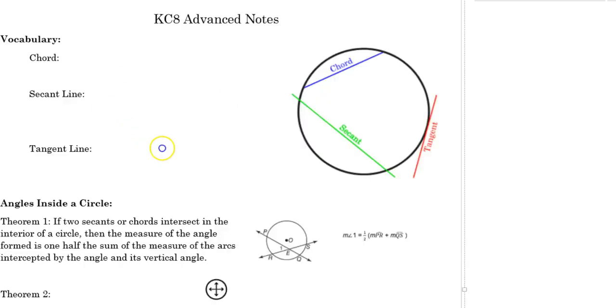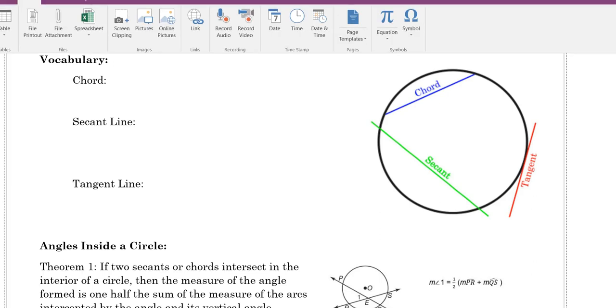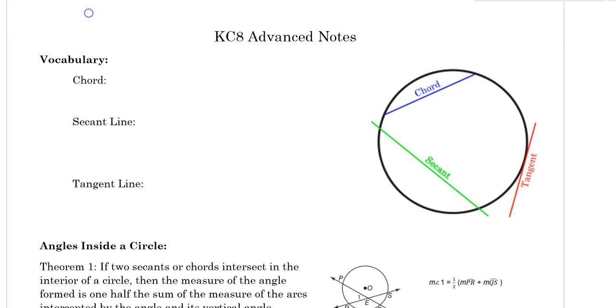All right, we are now looking at our advanced. There's just a few new little concepts that we're going to learn for this, or really just 2 new vocabulary words. Chord, we know from before, right? A chord is a line with endpoints on a circle.